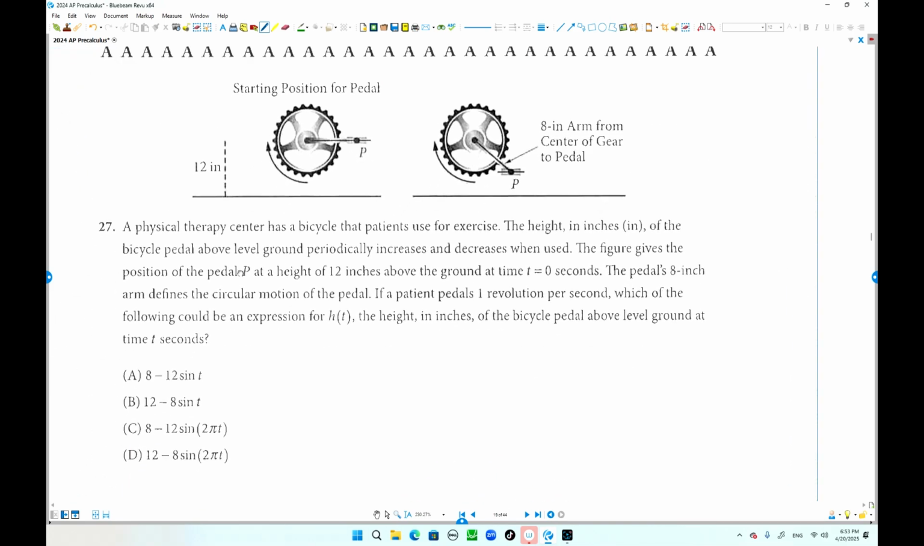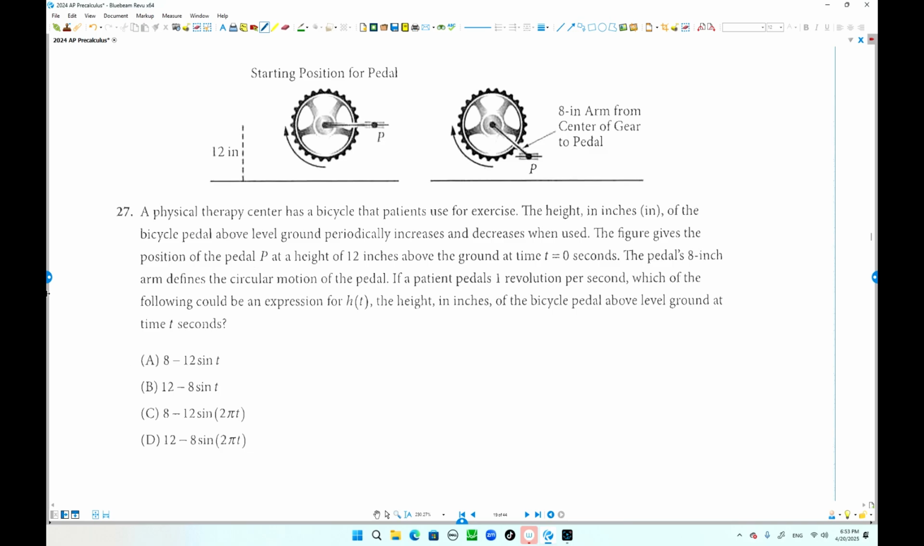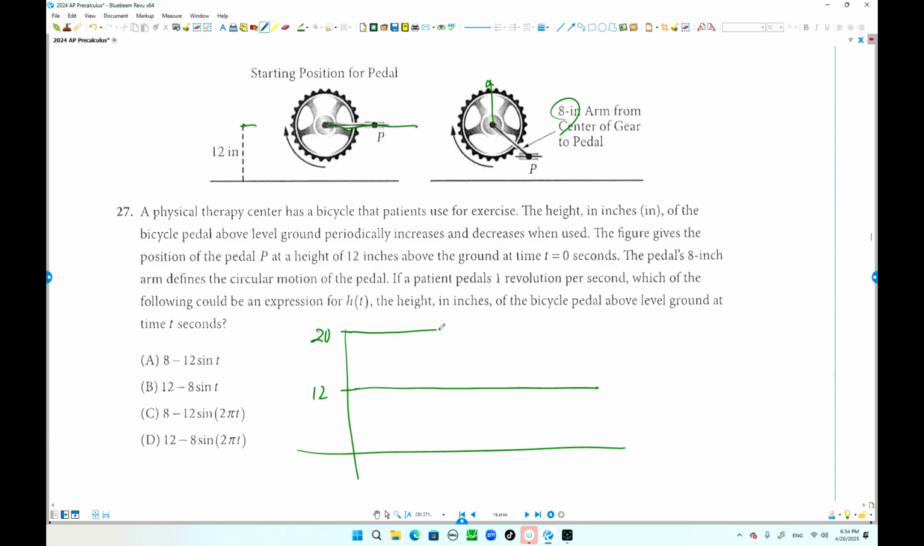Here is number 27. Okay, the middle line, we start from the middle line, which is 12, okay? The middle line is 12 over here. This is 12, that is the middle line. So the arm over here is 8. From 8 over there is 20, right? The maximum value is over here, the minimum value, 12 minus 8 is 4 here, right? So this is going down, or from here, the graph will be going down. This is the graph.